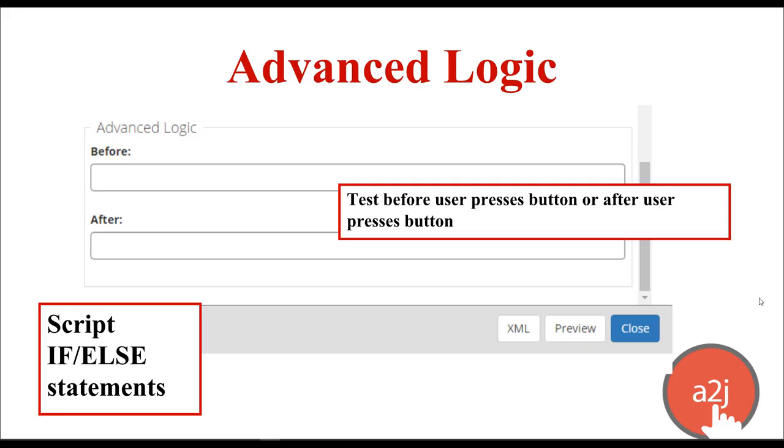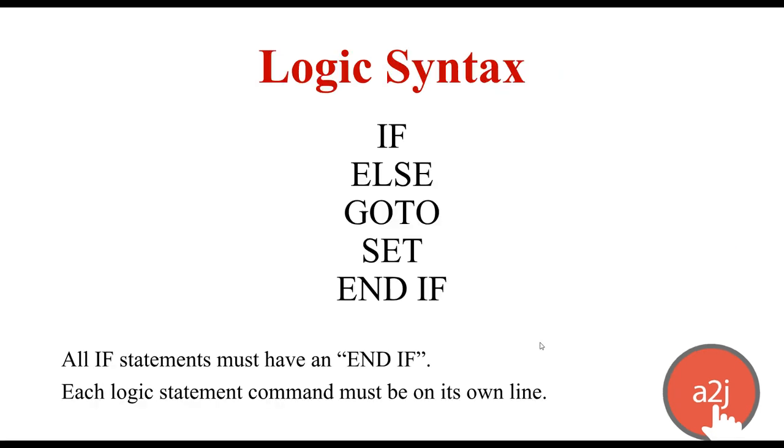The last section we have to cover in this video is advanced logic. The advanced logic section in A2J Author 6 allows you to script if-else statements either before the end user sees the question or after the end user presses the button. The advanced logic section has 5 commands that you can use: if, else, go to, set, and end if.